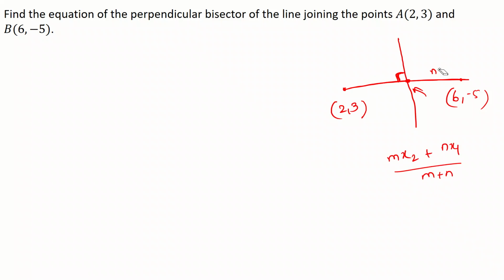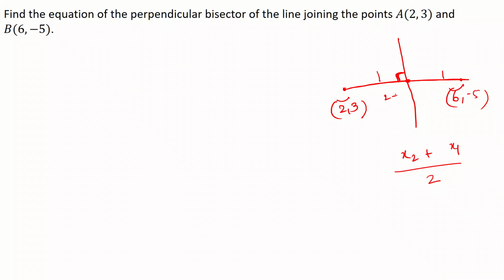So here my ratio is 1:1 because this is the midpoint, right? So what I do is just replace m and n with 1 and 1. So 1x1 and 1x2 doesn't matter anyway. So 1 plus 1 is 2. So if you want to find out the midpoint of any 2 points, to find out the x abscissa, which is the x coordinate, you just do 2 plus 6 divided by 2.